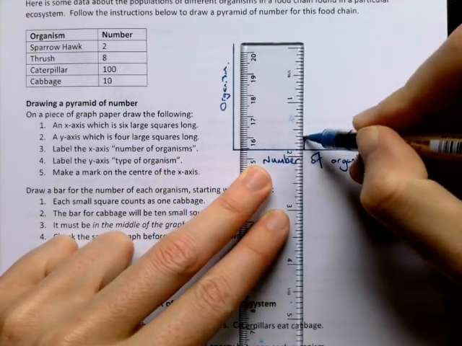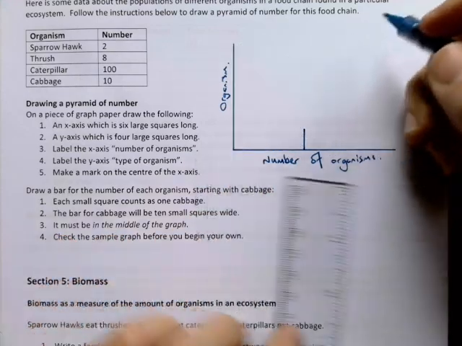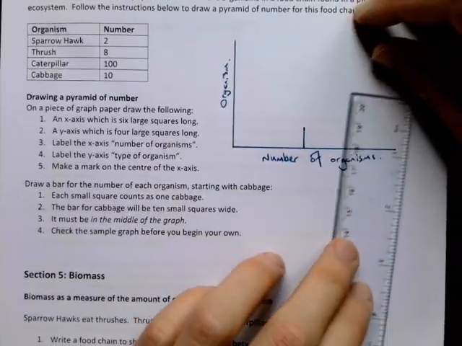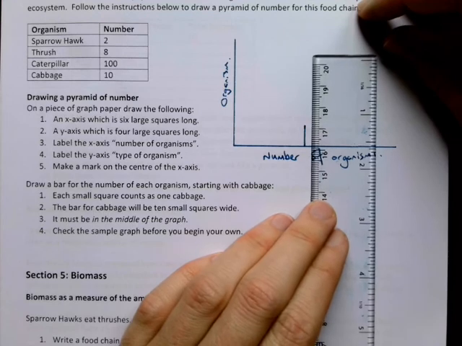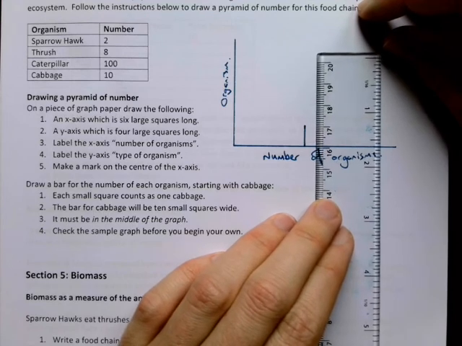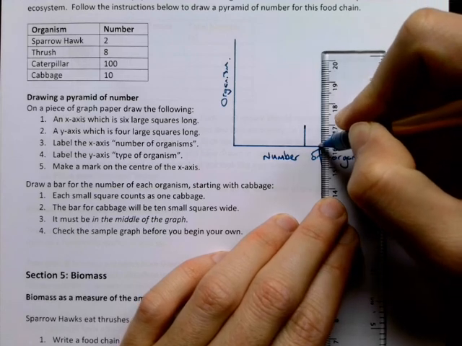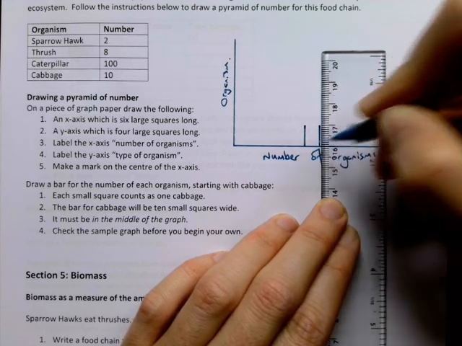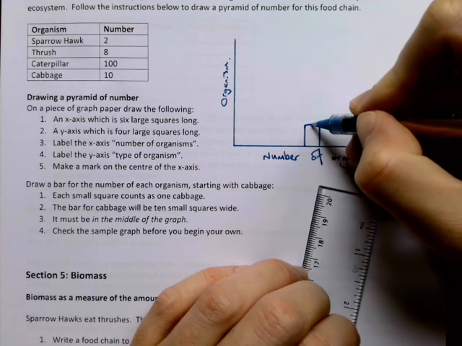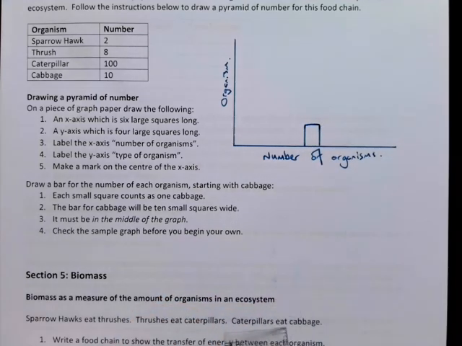Okay. So again, I'm not going to do this to scale. Remember, if we were at school, we probably would do this to scale on some graph paper, but we're not going to do that. Okay, so we're going to go with 10. I'll make 10 about this big. Okay, and remember that this has to be in the middle of the graph.